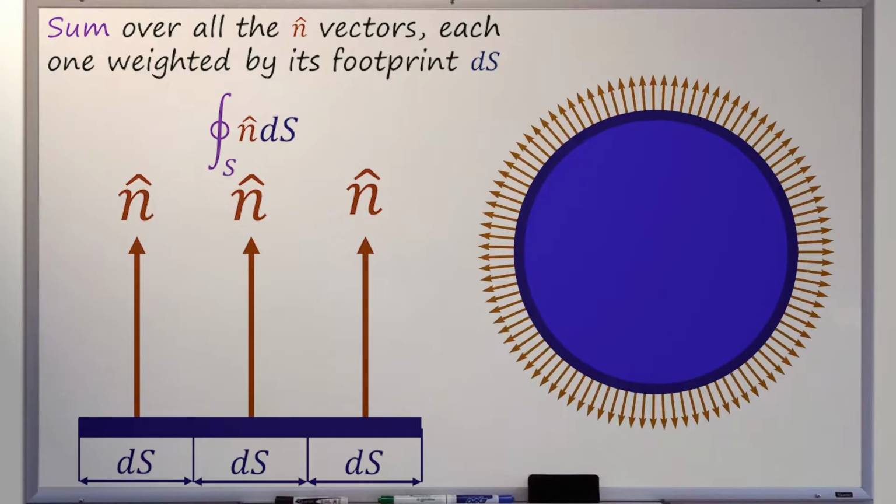When you see this circle symbol on a double integral, that means you're integrating over an entire closed surface, meaning the entire boundary of a volume of space. And we'll get to that later, but for now, just imagine we're summing up all of our normal vectors around this closed circle.